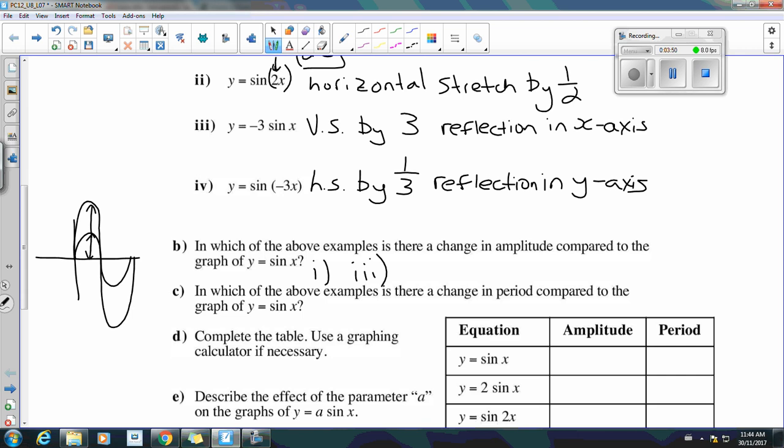In which of the above examples is there a change in period compared to y equals sine of x? A change in period means we multiply x values. It's simplest if you think about these x-intercepts. If we have a horizontal stretch of 1/2, this x-intercept is now half the distance away. So our graph is going to be compressed, or made skinnier. The ones with the horizontal stretch are going to change the period, so that would be 2 and 4.